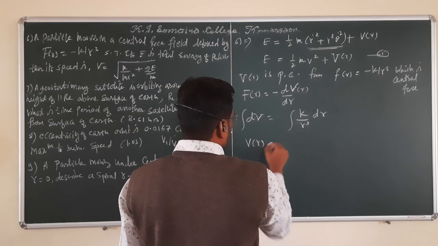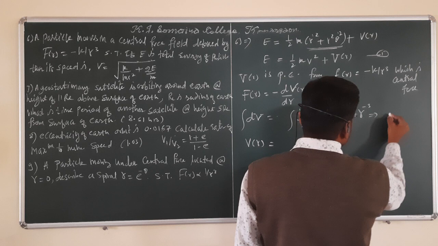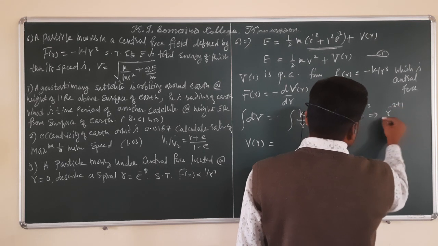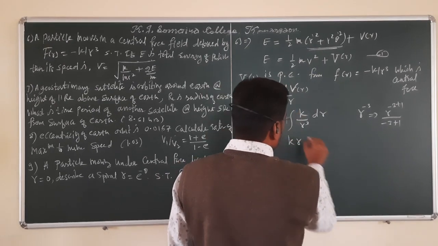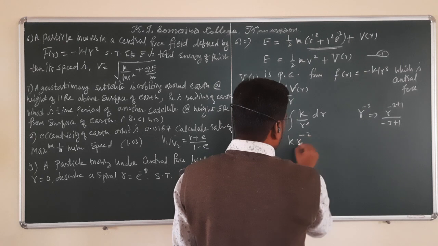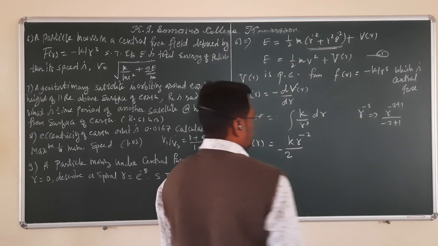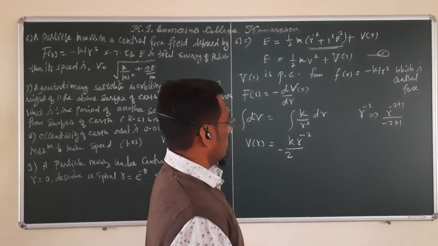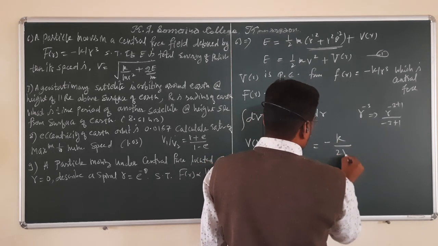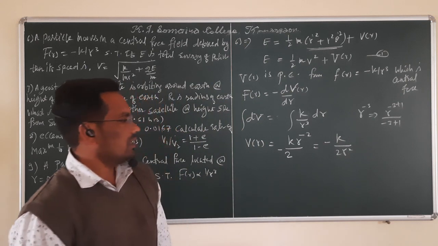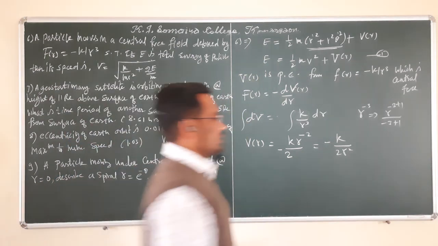So V of r is equal to the integration of this: r raised to minus 3 becomes r raised to minus 3 plus 1 divided by minus 3 plus 1. So that is k into r raised to minus 2, divided by minus 2. So this is equal to minus k upon 2 r square. In this way we can find out the potential energy. So put that in equation 1.